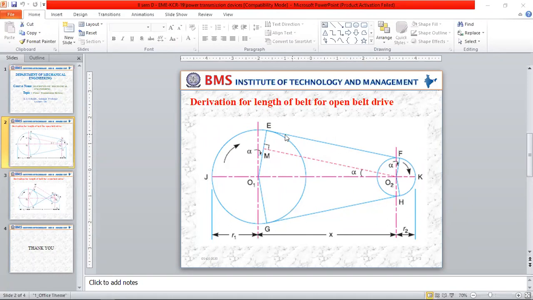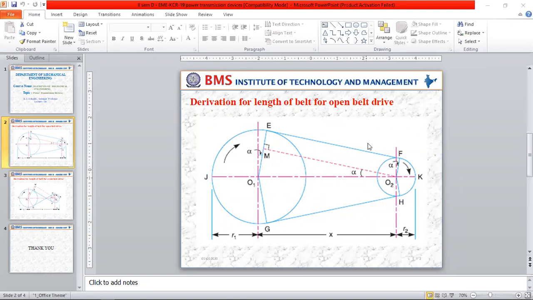So once you know that arc length, then we should know what is the linear length of EF, GH. So EF can be obtained because EF is equal to O to M. Once you know that EF is equal to O to M, I obtain the O to M value by using the Pythagoras theorem: O to M is equal to square root of O1O2 square minus O1M square. You know the O1O2 distance, you know the O1M distance. So from that I can get the O to M.